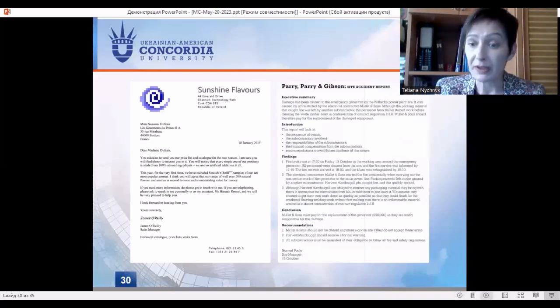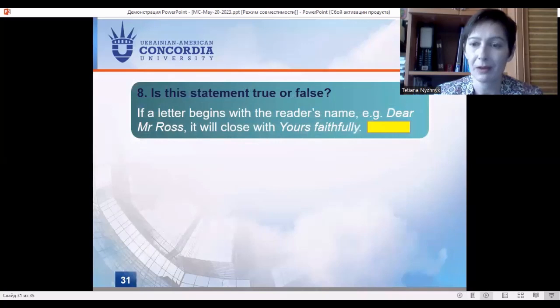Now let's move on to the next question. The time has come to close the letter, and question 8 is about closing formulas. Is the statement true or false? If a letter begins with the receiver's name, for example, dear Mr. Ross, it will close with yours faithfully. Now, wrong, absolutely wrong.